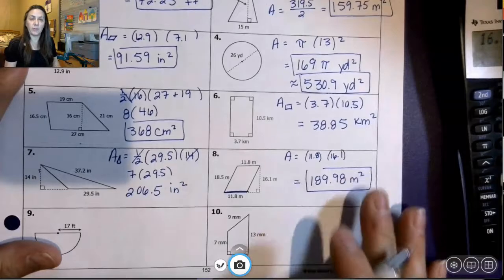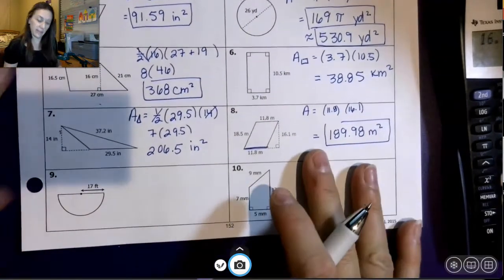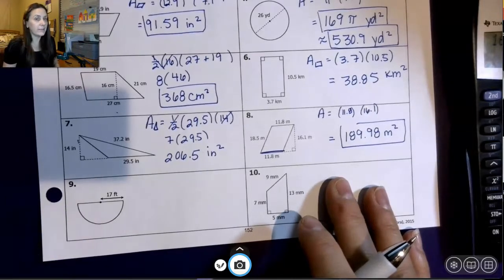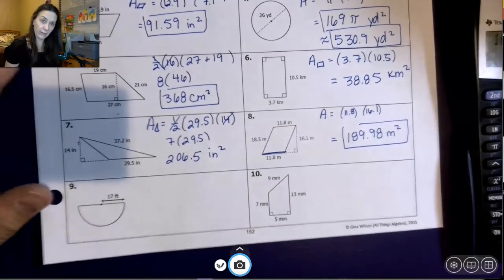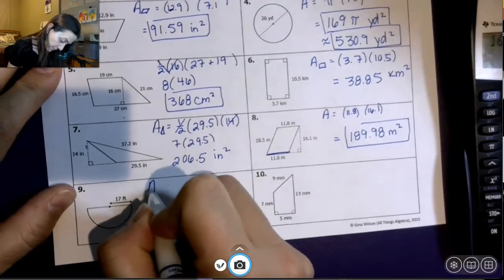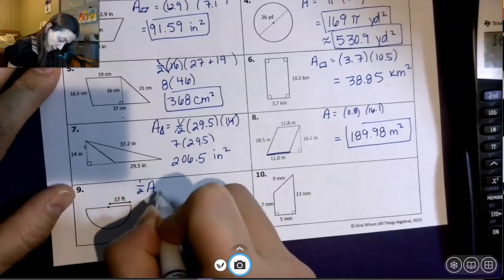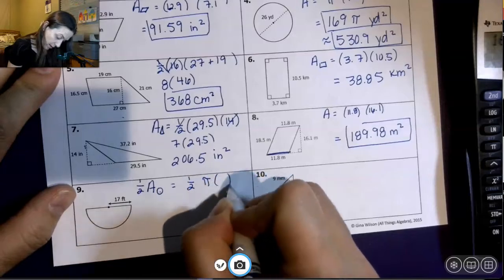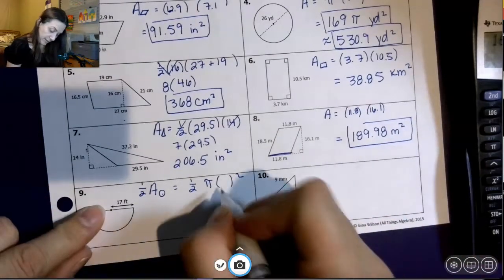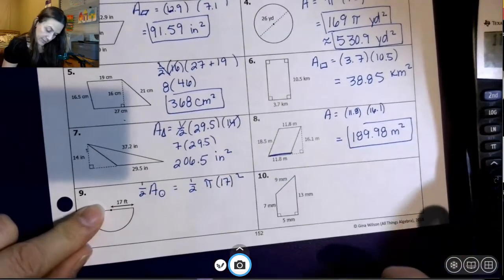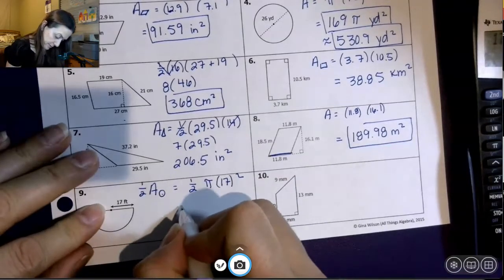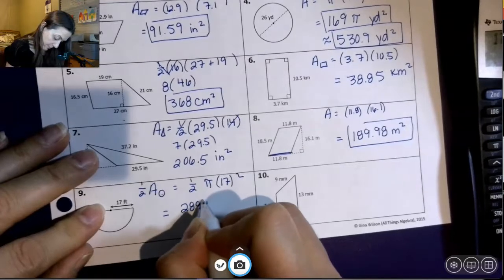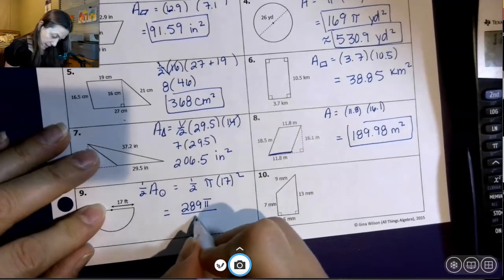A lot of this should be review. If it's not, come back, see me in class. We can talk about it. This one is area of a circle, except it's not the whole circle. It's just going to ask for half of the circle here. So half the area of a circle is going to be 1/2 pi r squared. Radius here is 17. 17 squared is 289. So I'm going to get the area here is 289 pi divided by 2.